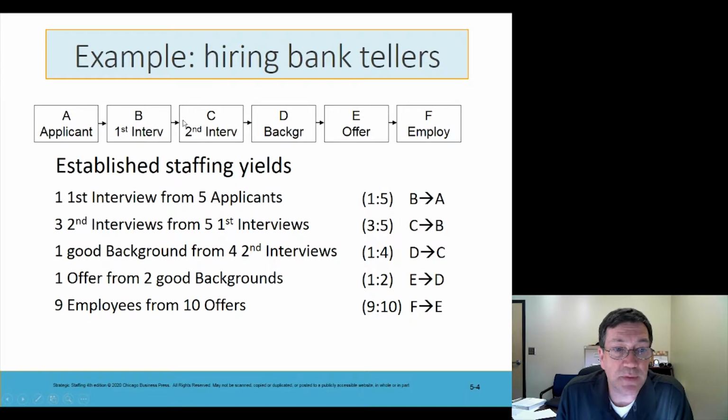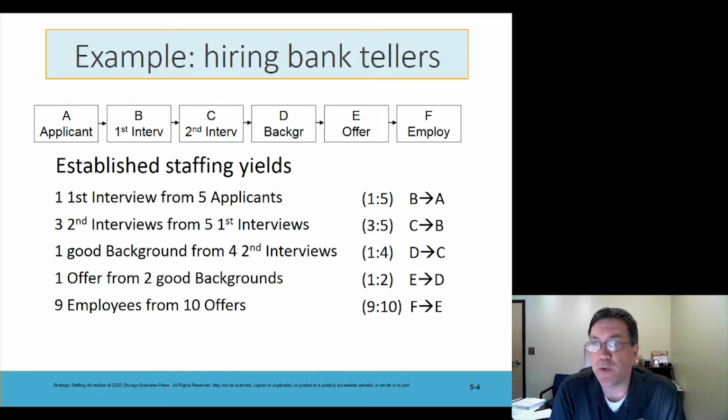The next step is that some of the first interview people come back for a second interview. The fourth step, I guess, is that some of those people who have a second interview, we actually do a background check on. And of those background checks that come back, the fifth step is that we make some offers. And the last step is that of the offers that we make, some people actually become employees. So look at the 6 steps: the applicant, the first interview, the second interview, the background check, the offer, and the employment.